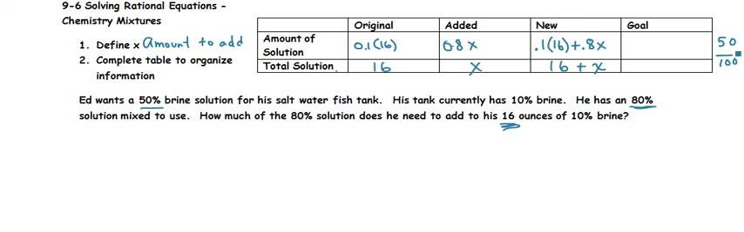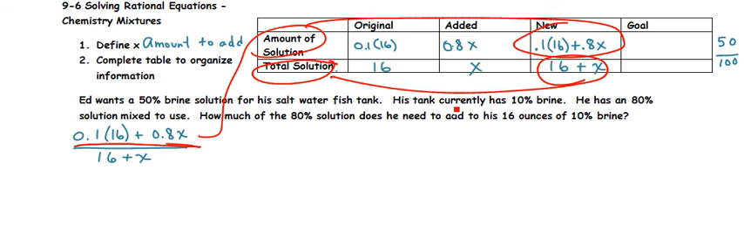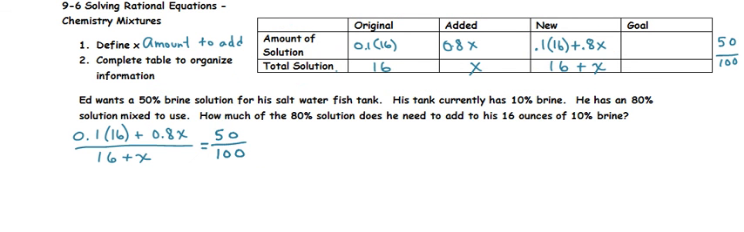Finally, we recall our goal. That goal tells us that the amount of solution must be in ratio of 50 to 100. This is what allows us to write our equation. Our new amount of solution must be in ratio to our total amount of solution at a rate of 50 out of 100 parts. That is his goal.